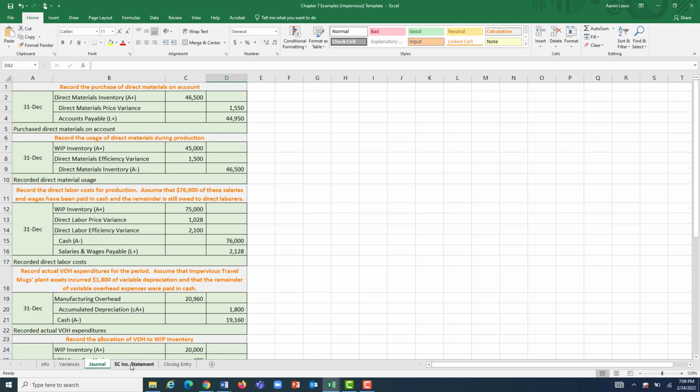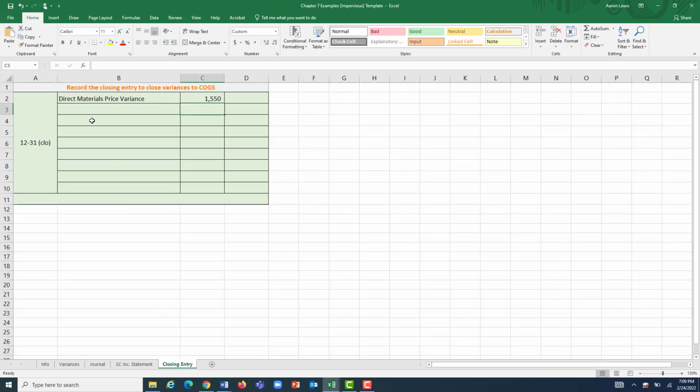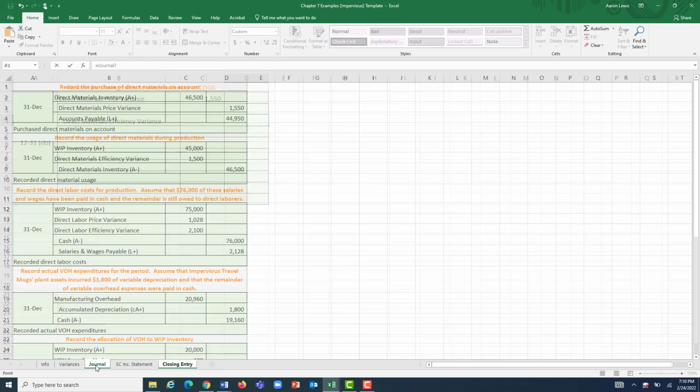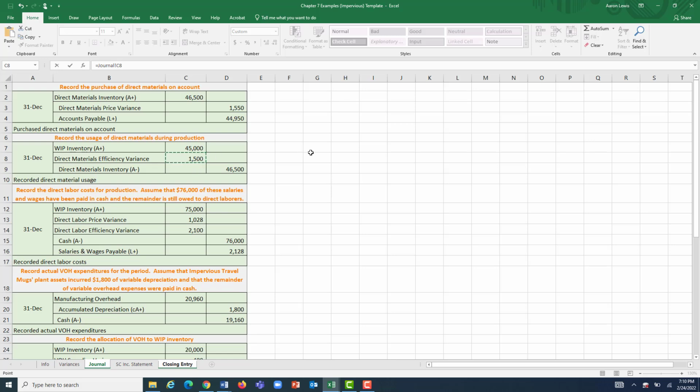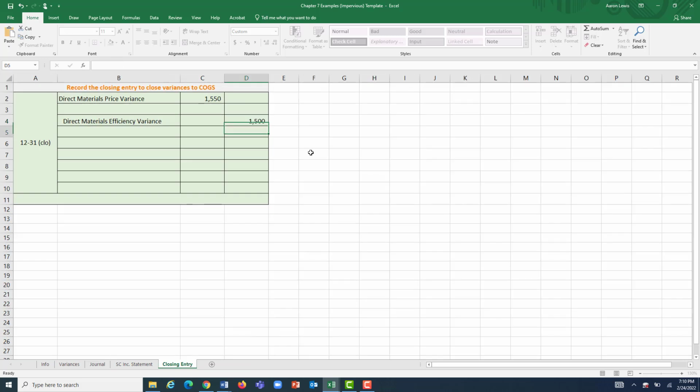And we're going to do that by going back to our closing entry. I'm going to skip a line, and I am going to start closing out each and every unfavorable variance that we recorded in our journals during the period. And the first one was our direct materials efficiency variance, which was originally a debit of $1,500. So if I credit it for $1,500, that account's balance is now zero.